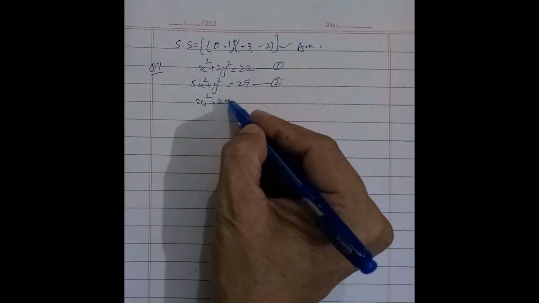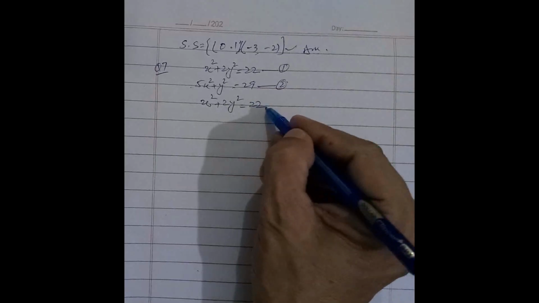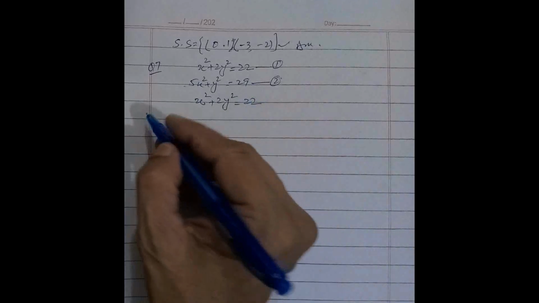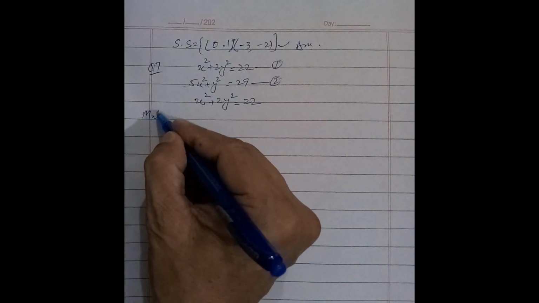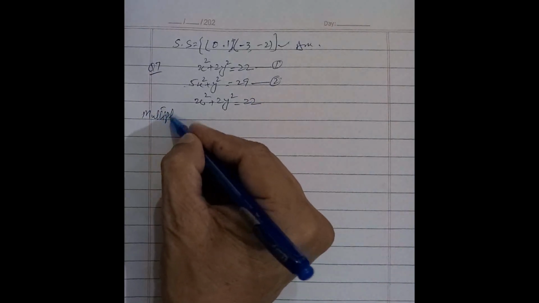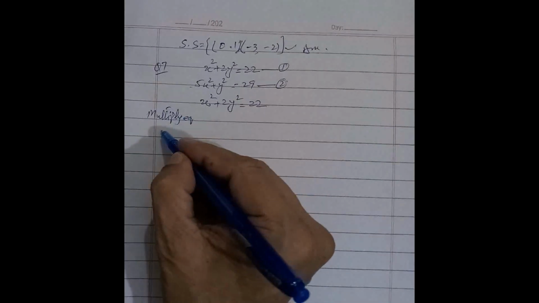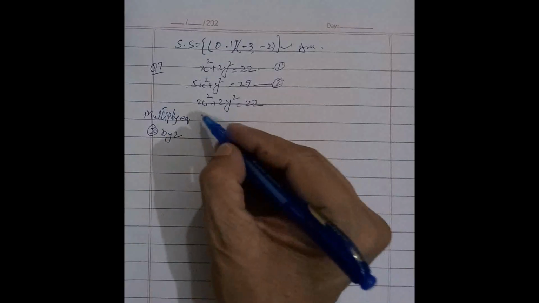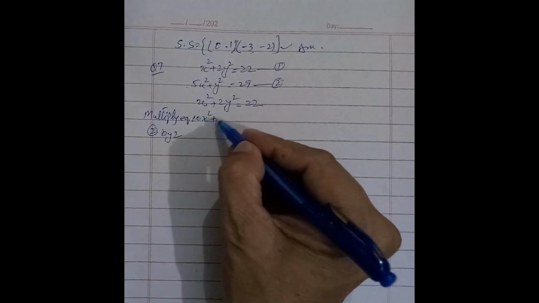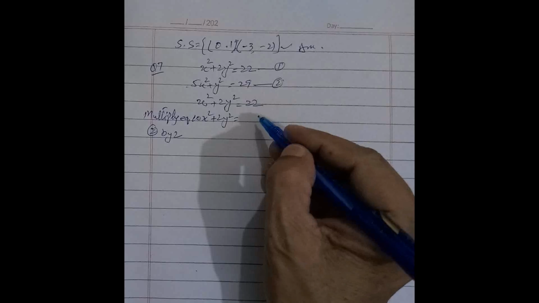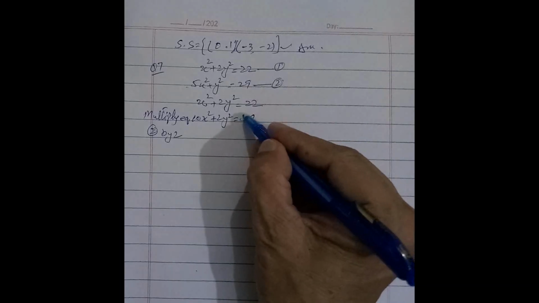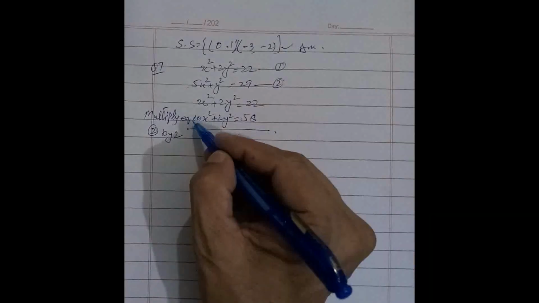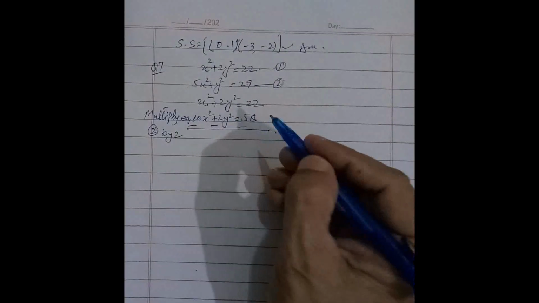x square plus 2y square is equal to 22. It is equation 1. And we multiply equation 2 by 2. We get 10x square plus 2y square is equal to 58. And then we subtract these two equations, minus, minus and minus.